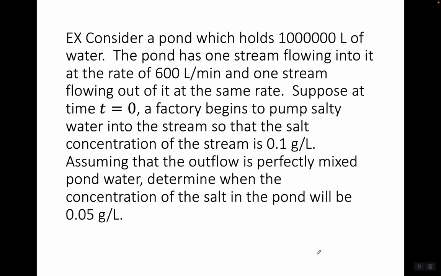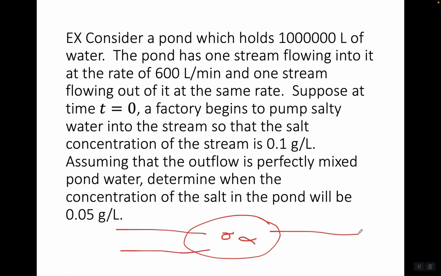Consider a pond which holds 1 million liters of water. So we've got the pond here. Got the fish in the pond. Let's draw the fish this way. The pond has one stream flowing into it at the rate of 600 liters per minute, and one stream flowing out at the same rate. Suppose at time t equals 0, a factory begins to pump salty water into the stream. Okay, in other words, into that first stream.